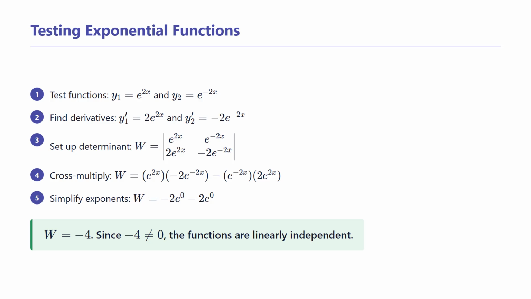Notice how the exponential terms interact. When we multiply e to the 2x by e to the negative 2x, the exponents add up to 0, leaving e to the 0, which is just 1. We are left with negative 2 minus 2, giving a final Wronskian of negative 4. Because negative 4 is strictly not equal to 0, we confidently conclude these functions are linearly independent. Physically, they represent completely distinct behaviors, like exponential growth and decay.